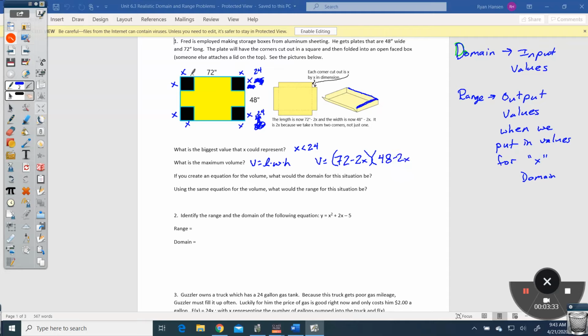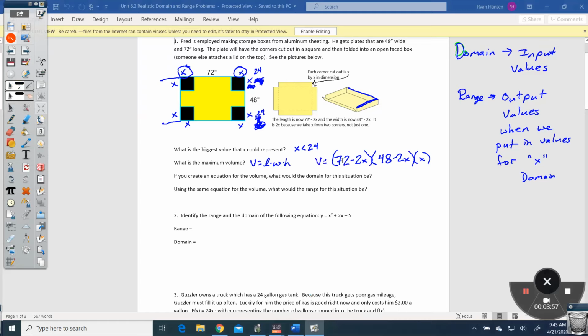If you're wondering why it's 2 x's, because see there's an x here and an x here on this length. And on this width, between these two lines, there are 2 x's that we're cutting out, one from this corner and one from this corner. And then the height is also x. So now what we're going to do is go to our calculator, and we're going to graph this. And the volume is the output.